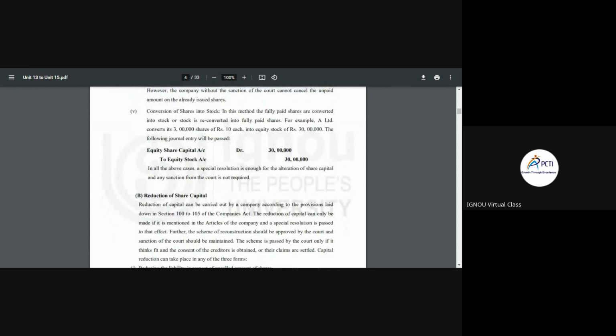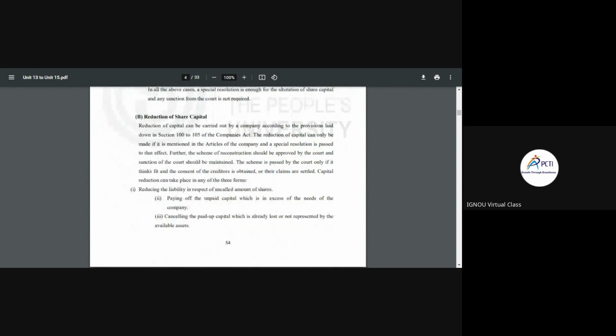Next point will be conversion of shares into stock. That means we convert a particular share into stock, or the stock is reconverted into fully paid shares. Here we have the example that A Limited converts its 3 lakh shares of rupees 10 each into equity stock of rupees 30 lakh. So the general entry will be equity share capital account debit to equity stock account, that will be 30 lakh. In all the above cases, we need to have a special resolution passed for the alteration of share capital, and no sanction from the court is required.